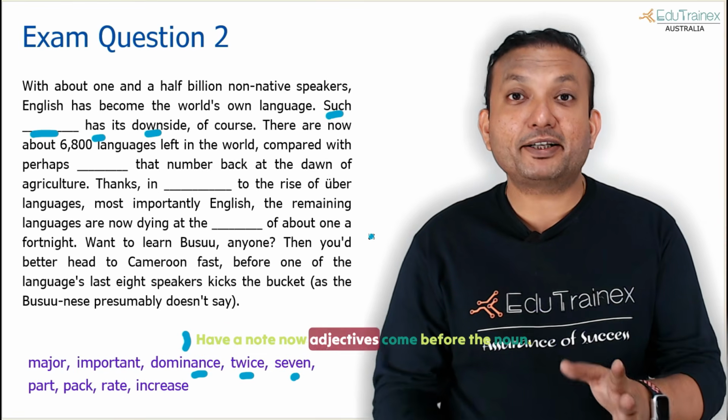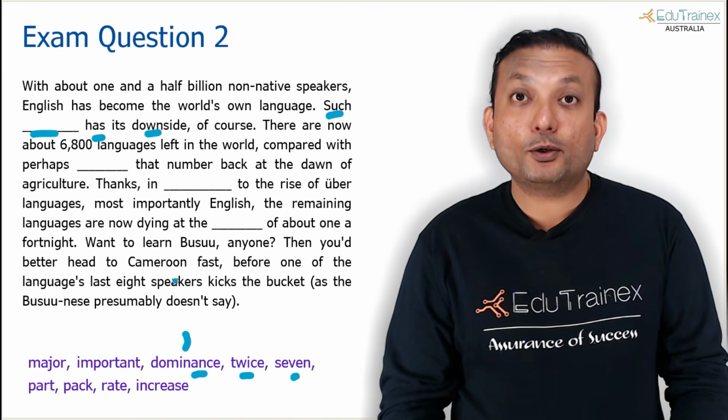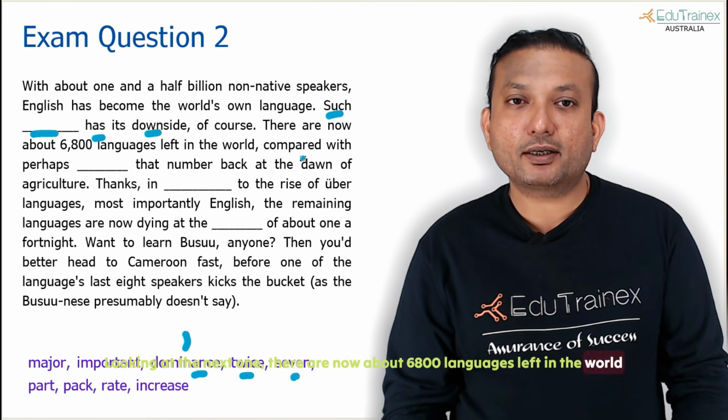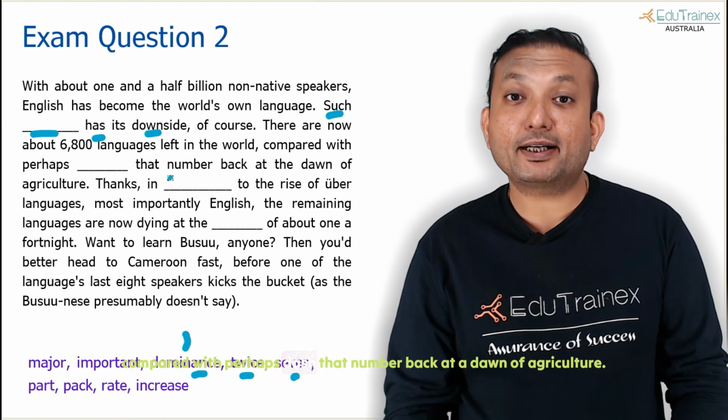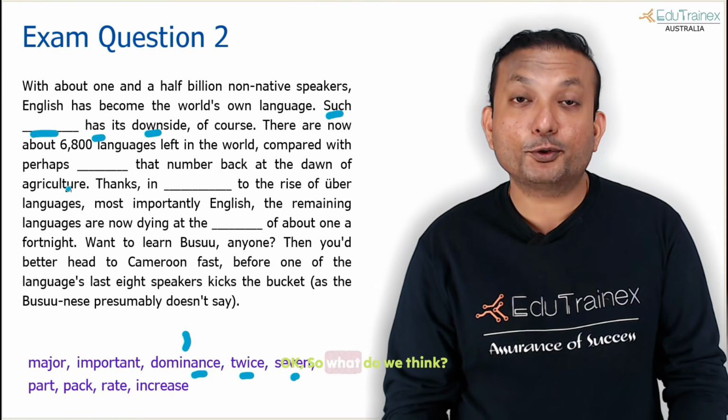Have a note now: adjectives come before the noun. Okay, that is also the trick. Looking at the next one, there are now about 6,800 languages left in the world compared with perhaps dash that number back at the dawn of agriculture. Okay, so what do we think?